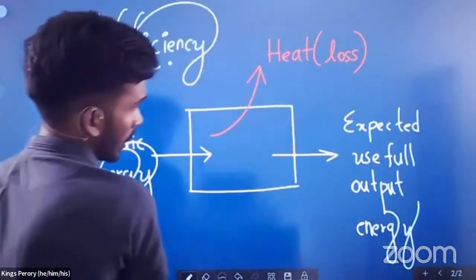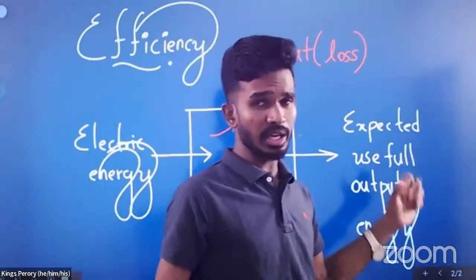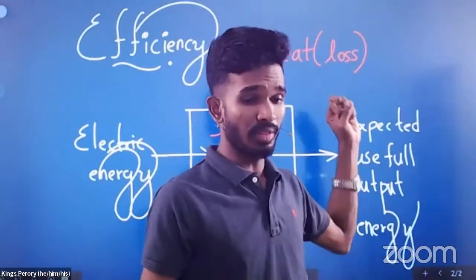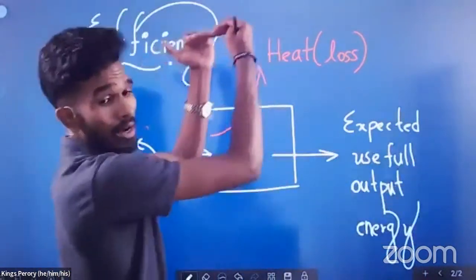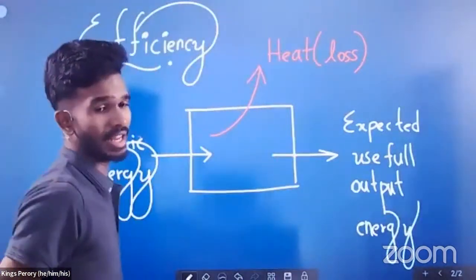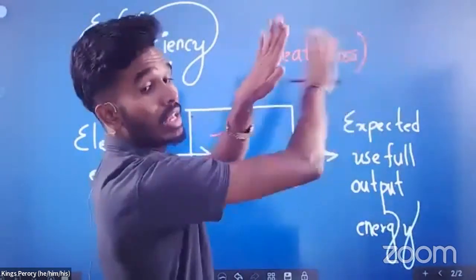Our expected useful output energy from a television is light energy and sound energy. But other than these two, there is a part lost. There is a part released as heat energy, which is not our expectation. That is a loss.